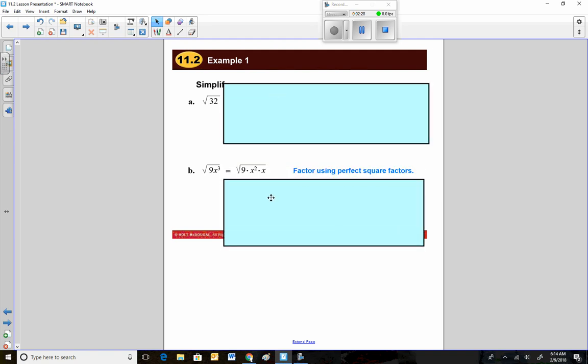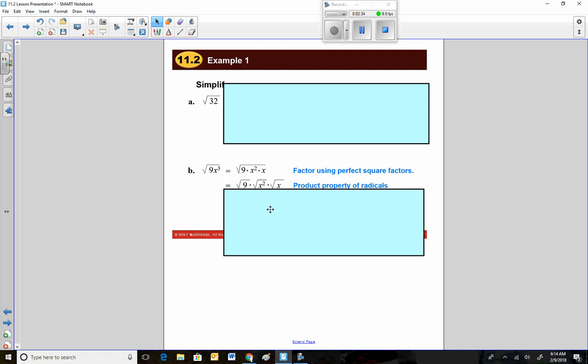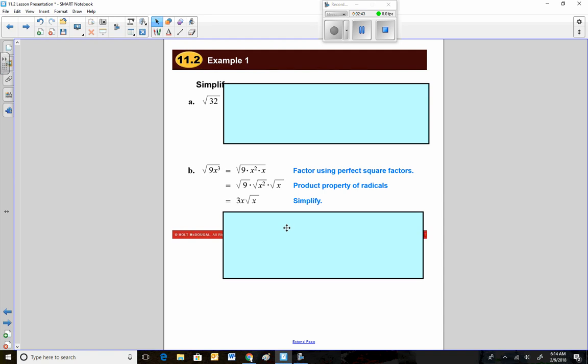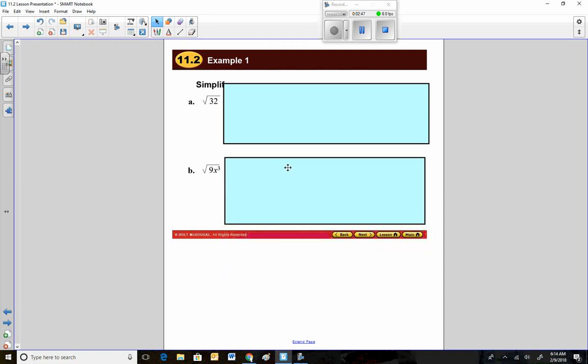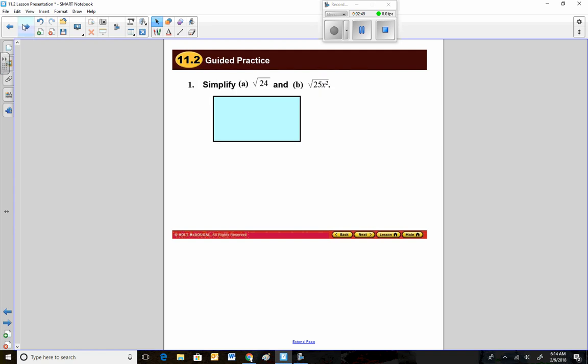This one, they break it down to 9 times x squared times x to the first. And what they do is they break it down even farther, and they take the square root of every term separately. The square root of 9 is 3. Square root of x squared is x. And then the square root of x doesn't work, so we leave it as a square root of x. Now, whichever method works best for you, you can choose. All right, next, I would like you guys to pause your video and try out these two, simplifying the radicals.